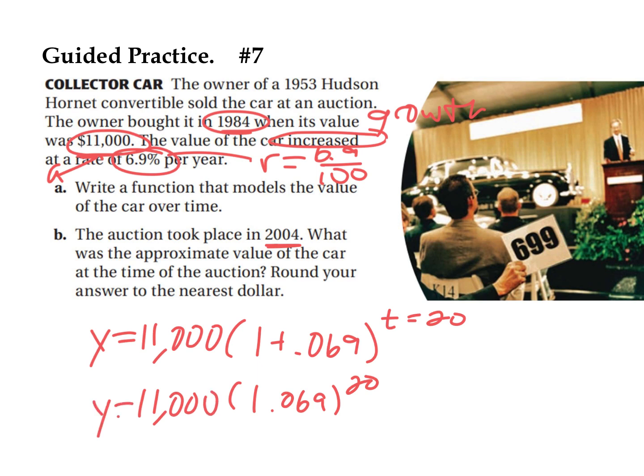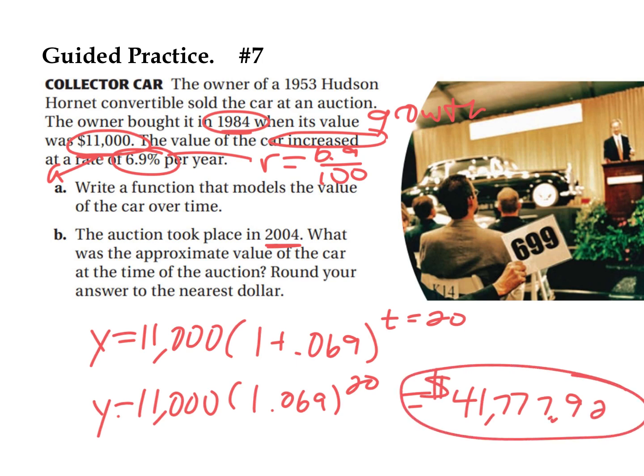We can put this into our calculator, and after 20 years, we're going to find that it's $41,777.92. We'd round money to the hundredths there for our pennies. Keep in mind, our starting amount is your A value. For the rate, you're either adding or subtracting the percent divided by 100 from 1, and then our time is our exponent. All right, let's see another one.